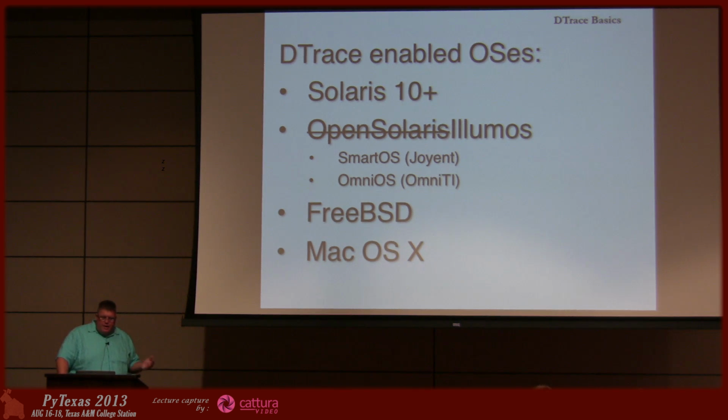FreeBSD 9 and greater have DTrace probes. And OS X, as of Mountain Lion, has DTrace built into it. So if you have a Mac, then you already actually have DTrace enabled on your system. I have a Mac because I'm a fanboy, and so I use DTrace. My daily driver in Python is a DTrace enabled Python. I'll tell you guys how you can build your own DTrace enabled Python in a little bit.